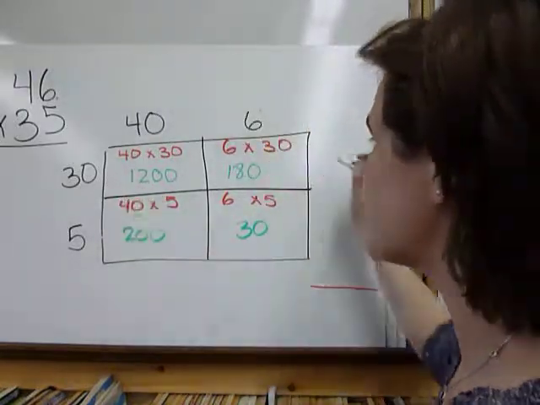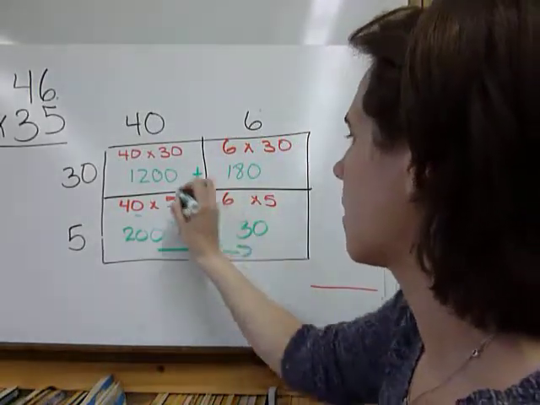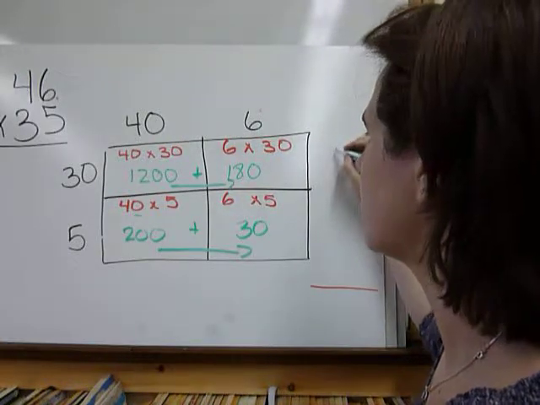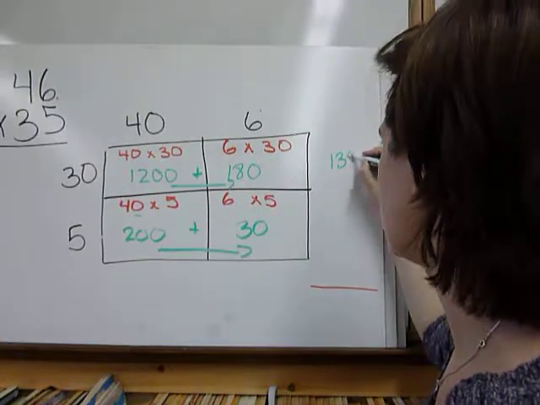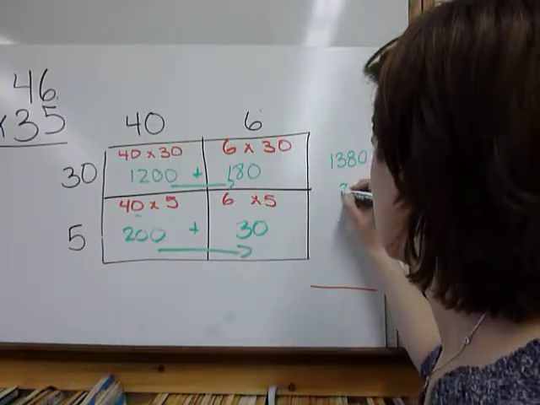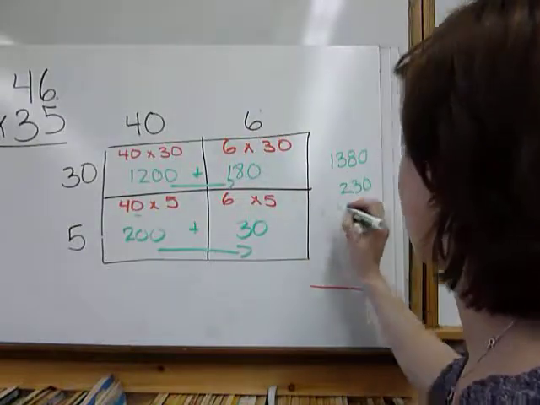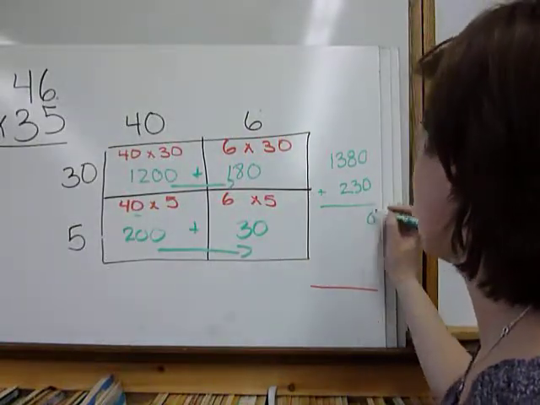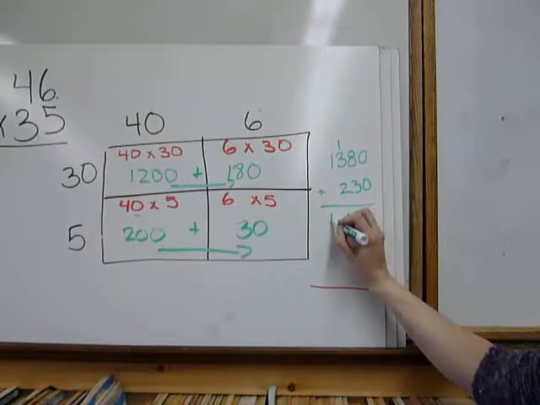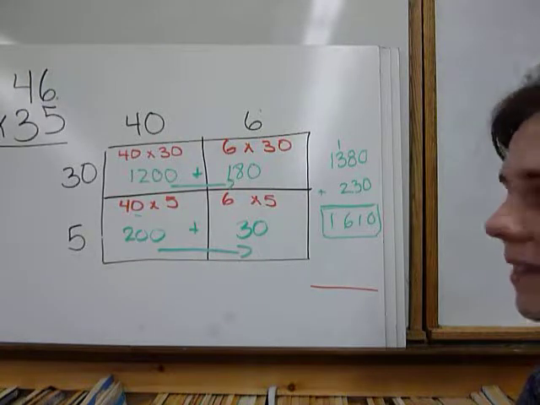I now need some sums going across. I'm going to add these numbers going across the page. Let's see, 1200, 1380, and 200 plus 30 is 230. Here's my partial sums. Once I add this up, I will have my final answer. 8, 9, 10, 11, 6. There is my final answer to this multiplication problem.